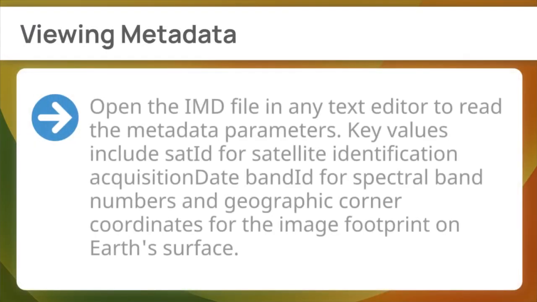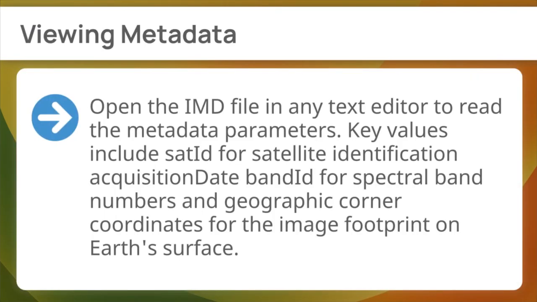First, viewing metadata. Open the IMD file in any text editor to read the metadata parameters. Key values include SATID for satellite identification, acquisition date, band ID for spectral band numbers, and geographic corner coordinates for the image footprint on Earth's surface.